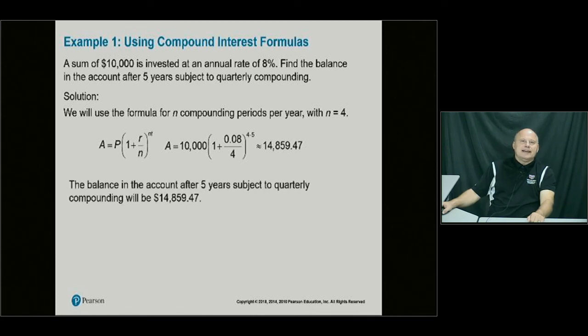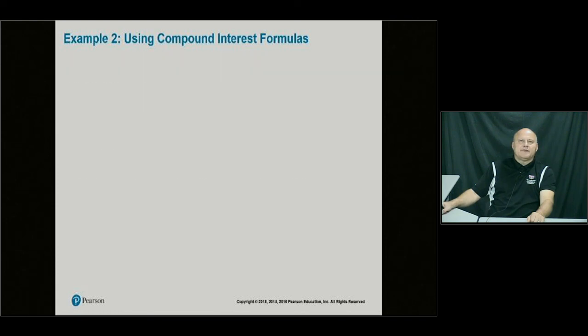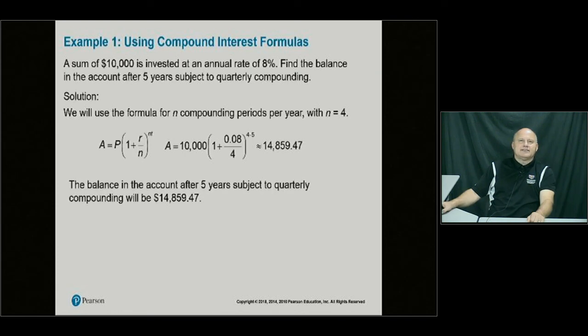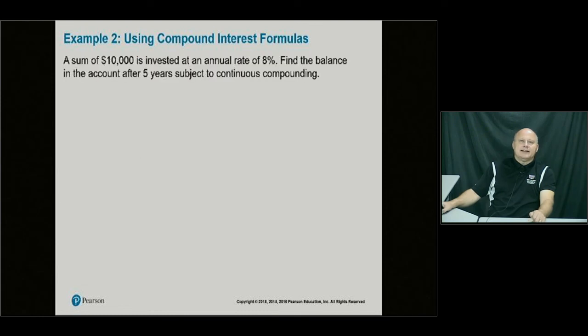Alrighty. So the balance in the account after 5 years, subject to quarterly compounding, will be $14,859.47. So let's use this one. A sum of $10,000 is invested at an annual rate of 8%. Find the balance after 5 years, subject to continuous compounding. But you're like, well, that looks awful familiar. Look at that problem. That was $10,000, 8%, compounded 5 years on a quarterly basis. Here, it's the same numbers, $10,000, 8%, and 5 years, but it's compounded continuously.